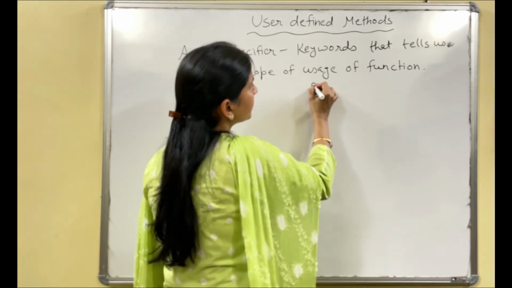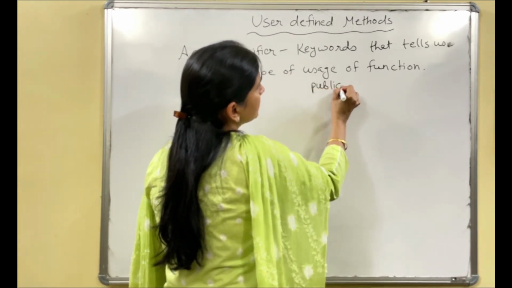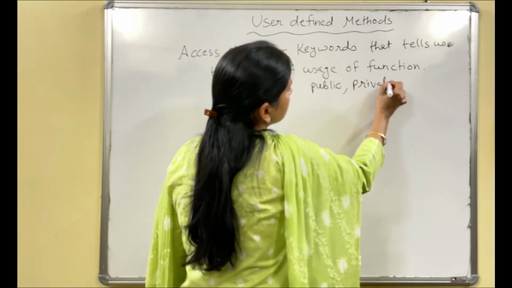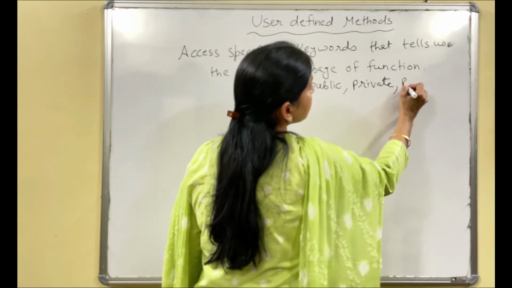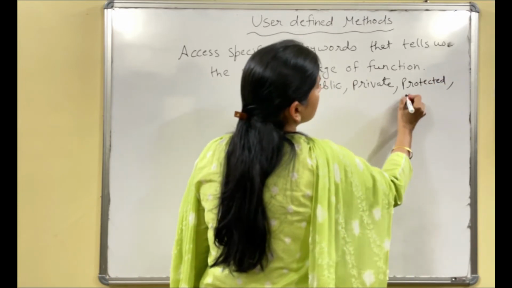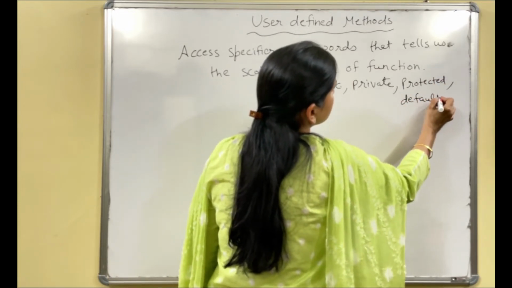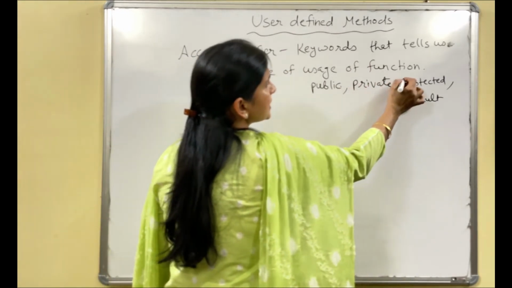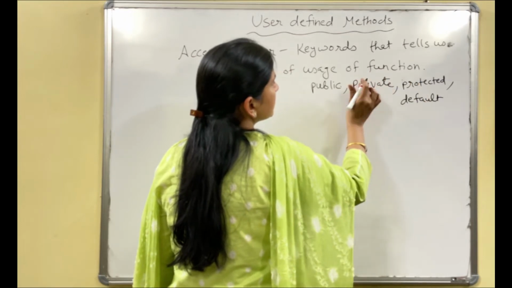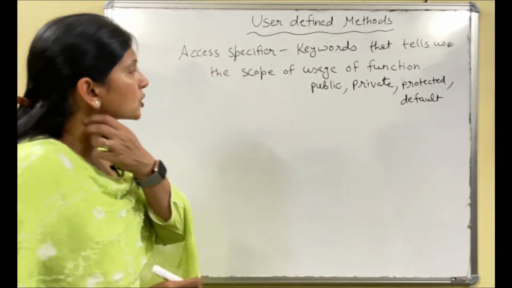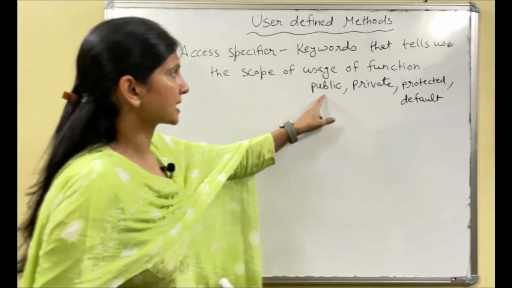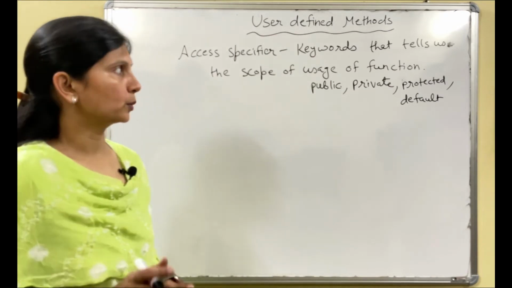These are public, private, protected, last is default. Fine. The first letter is small, P is small. This is also small, this is also small. So public, private, protected, default, these are the four types of access specifier. So let's understand one by one.